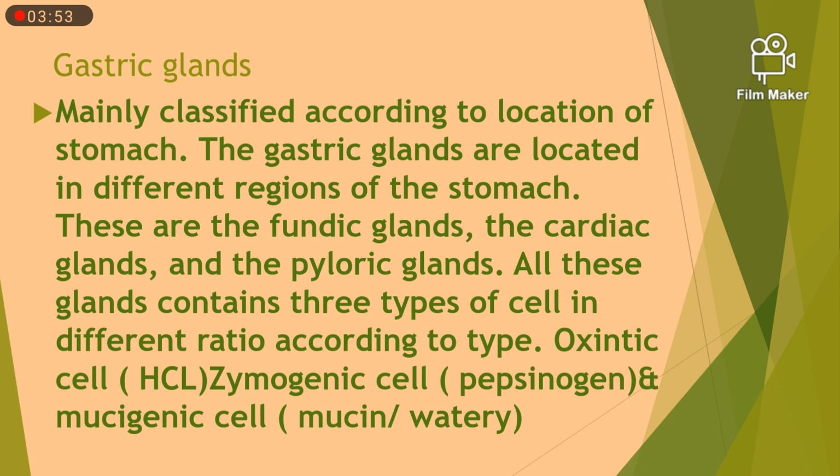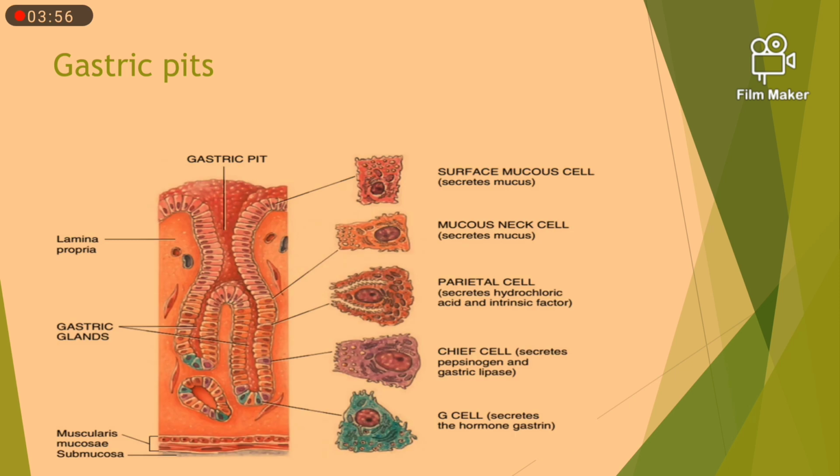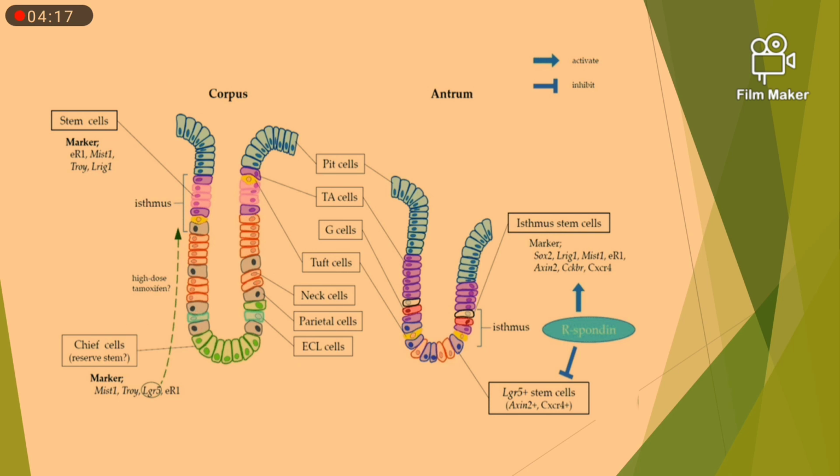Now coming to the different types of cells in glands. Here you can see surface mucous cell, mucous neck cell, parietal cell, chief cell, G cell, then gastric glands, then gastric pits. Apart from this, oxyntic cells, mucigenic cells and zymogenic cells are there. Here you can see pit cells, G cell, goblet cell, tuft cell, neck cell, parietal cell. The arrow mark is for catalyst and the T mark is for inhibitors.